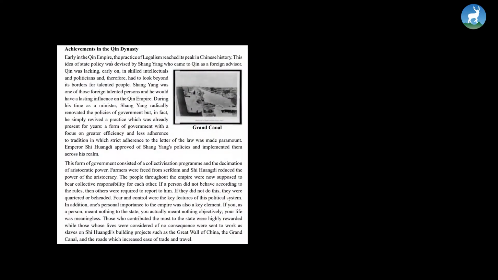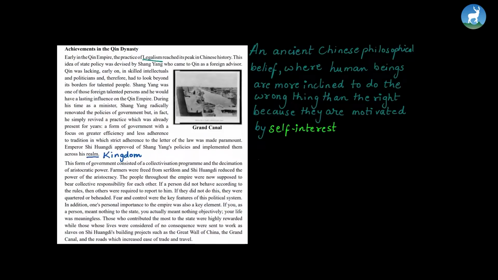Early in the Qin Empire, the practice of legalism reached its peak in Chinese history. This idea of state policy was devised by Shang Yang, who came to Qin as a foreign advisor. Qin was lacking early on in skilled intellectuals and politicians and therefore had to look beyond its borders for talented people. Shang Yang was one of those foreign talented persons, and he would have a lasting influence on the Qin Empire.